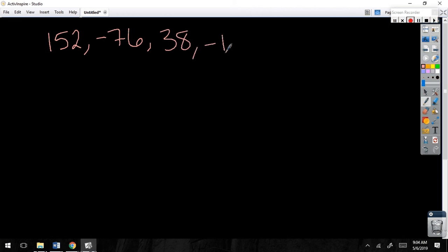Let me give you one. Let's write a rule for it. 304, 152, negative 76, 38, negative 19. Any geometric sequence does have an exponent in it, yes. So the first thing I need to do, of course, is to find the ratio. It's really going to have more to do with the r than it is the exponent, because each term is going to alternate even or odd for the exponent. So what's my r here?